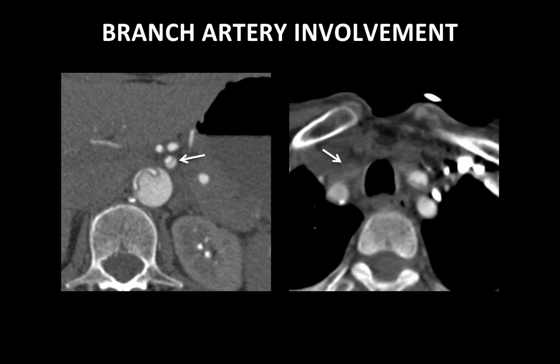So the patient on the left of the screen presented with abdominal pain because the dissection extended into the superior mesenteric artery, and the patient on the right of the screen actually presented with a stroke because the right common carotid artery was completely occluded by the dissection that had extended into the right common carotid artery.